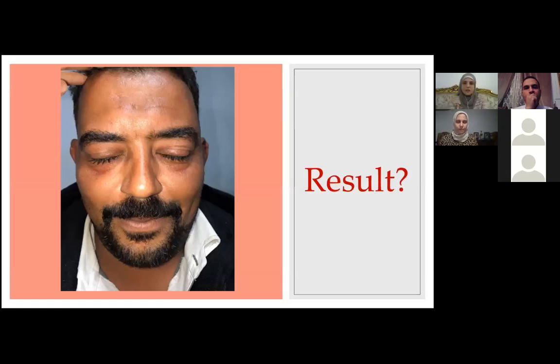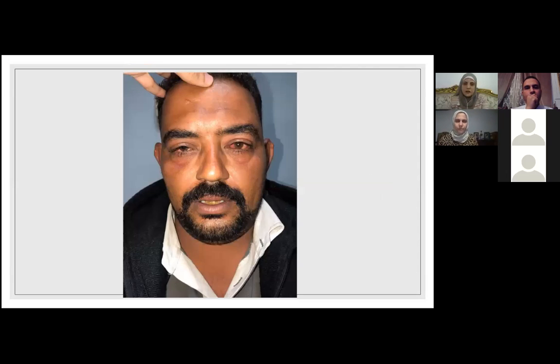The head tilt improved so much. These are the pictures of the patient 2 weeks post-operative. Regarding the horizontal deviation, it's almost also improved. And now let's see the different positions. This is the primary position, the upwards position and the downwards position.